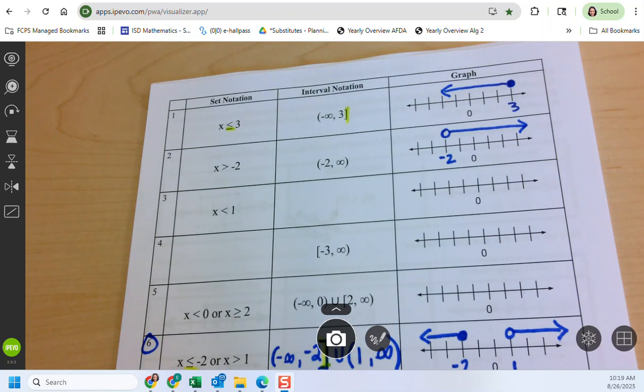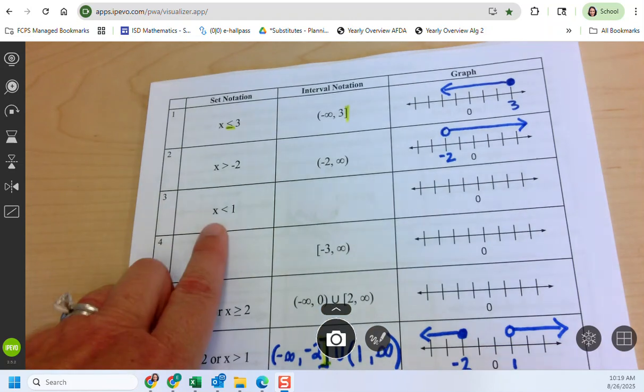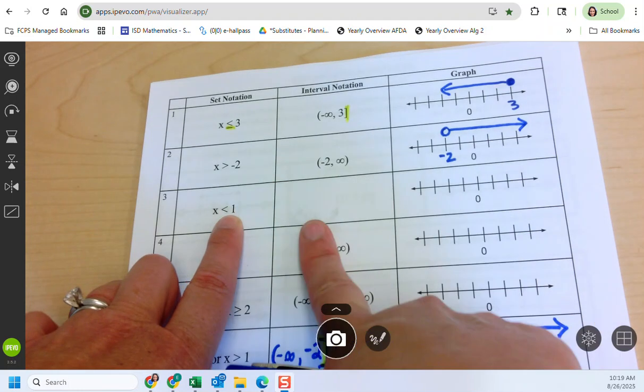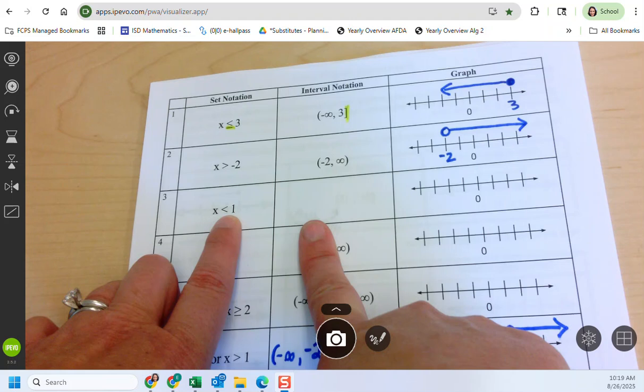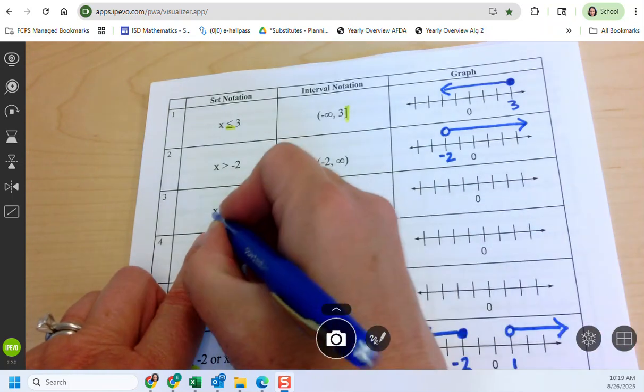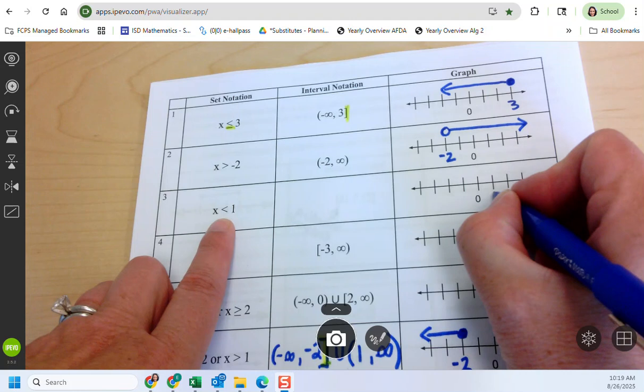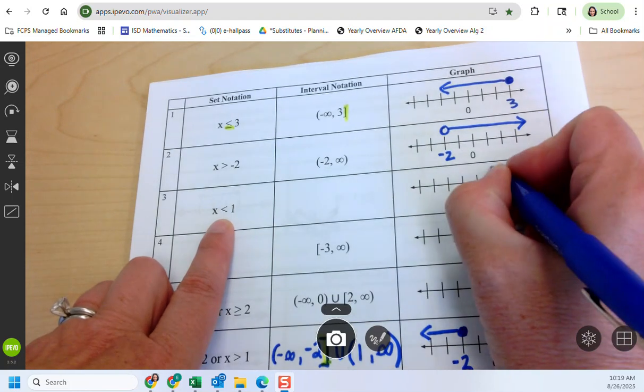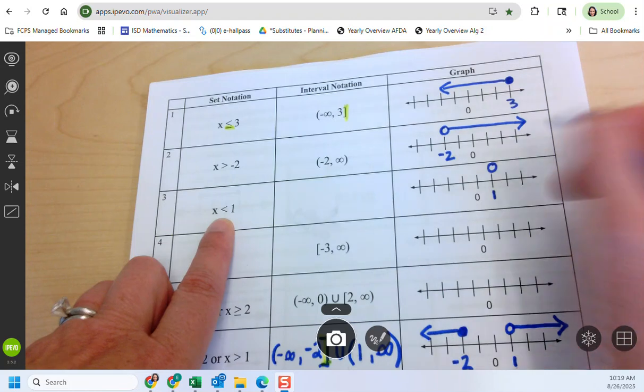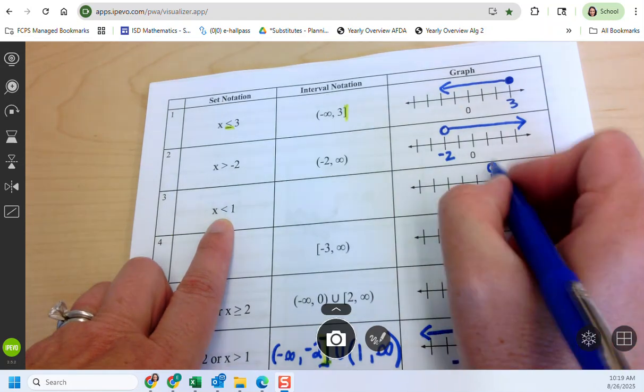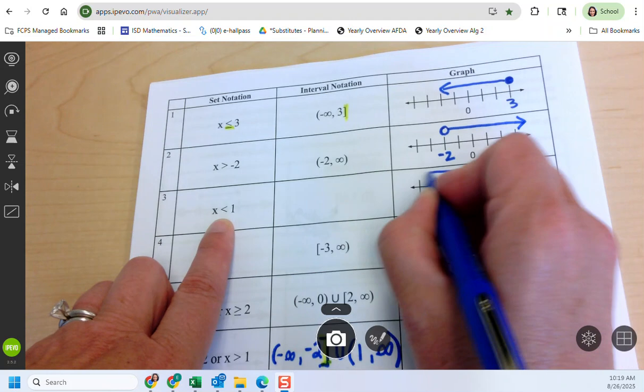Okay. Then it gets a little harder because we have to fill in more than one thing. I think it's easier to go from the set notation to the graph and then come back to this. So I'm going to do that. This says x is less than 1. So I'm going to 1. I'm making an open circle because it doesn't have an equal sign. And less than 1 is this way.